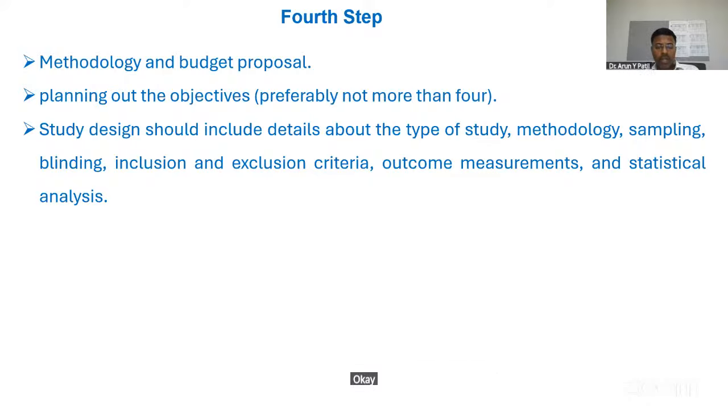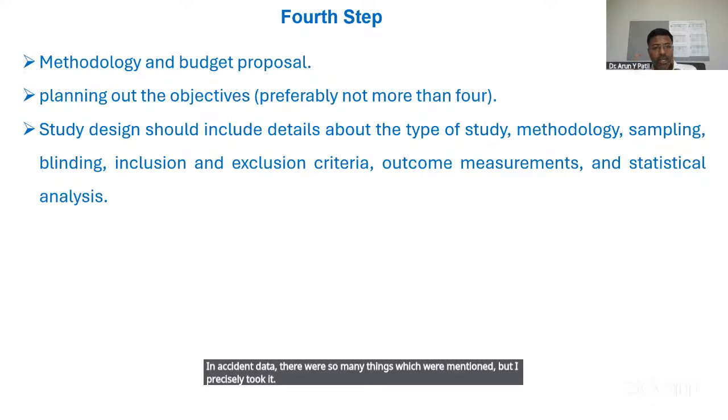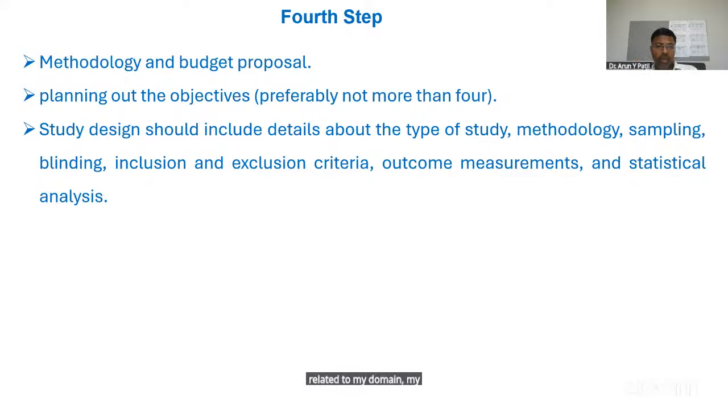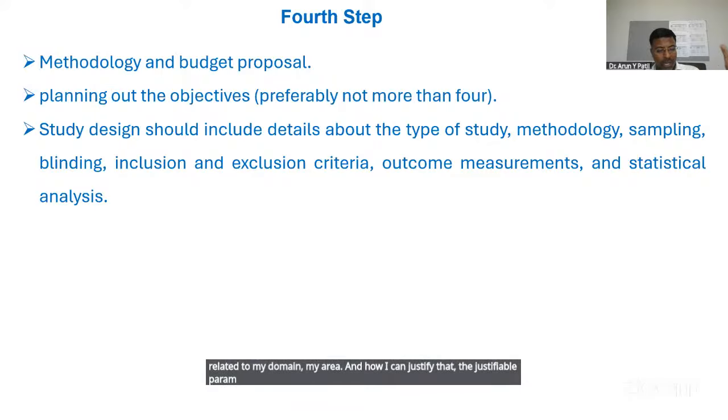Okay. And at the same time, inclusion and exclusion criteria. What is that I want to consider in this? Probably when you take the data, you will not be able to consider all of them, right? For example, I quoted the accident data, correct? In accident data, there were so many things which were mentioned, but I precisely took those related to my domain, my area, and how I can justify that. The justifiable parameter should also be linked to that.